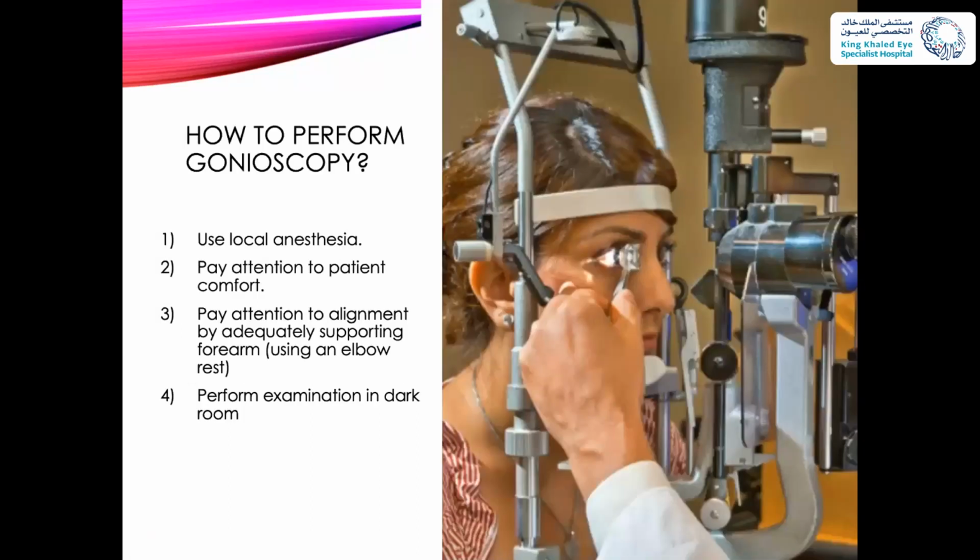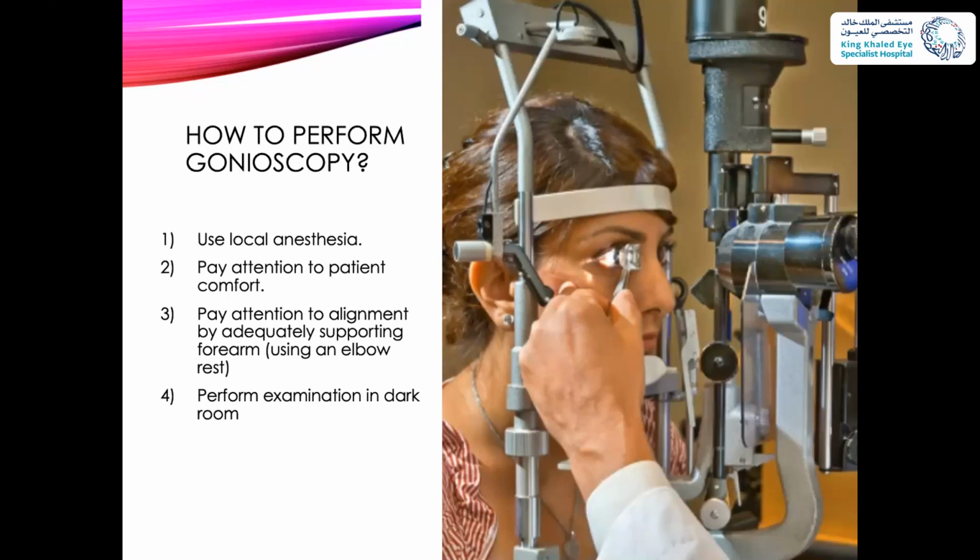So how do we perform gonioscopy? My advice is to start by explaining yourself to the patient and explaining the procedure. It's usually a pain-free experience and does not require more than a couple of minutes. So we start by applying a local anesthetic, and then we have to pay attention to the patient's comfort, and the alignment of the light of the microscope can be swept to the right and to the left, depending on whether you're evaluating the nasal or temporal side.